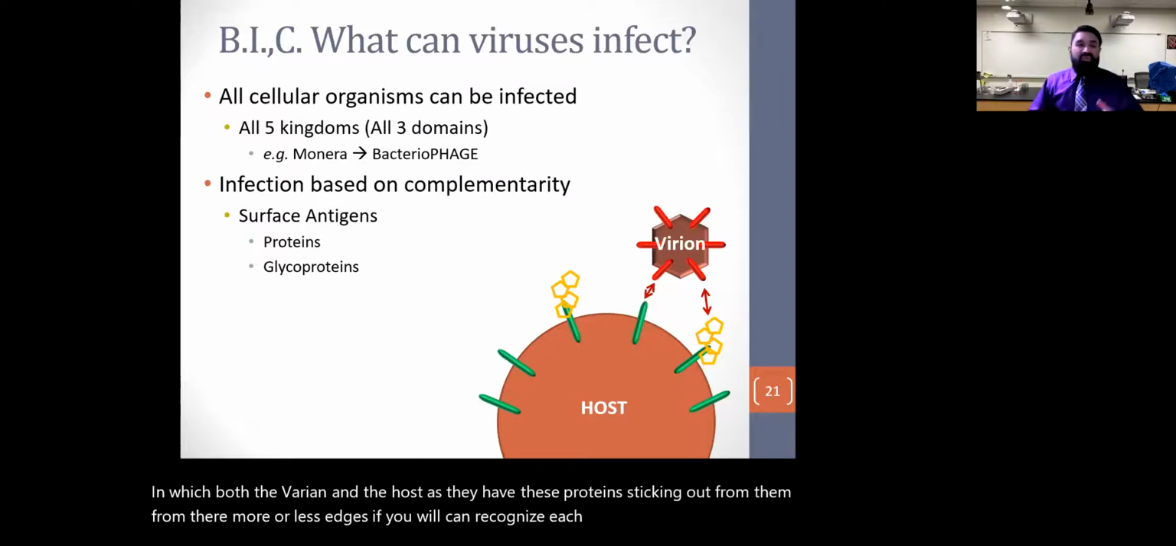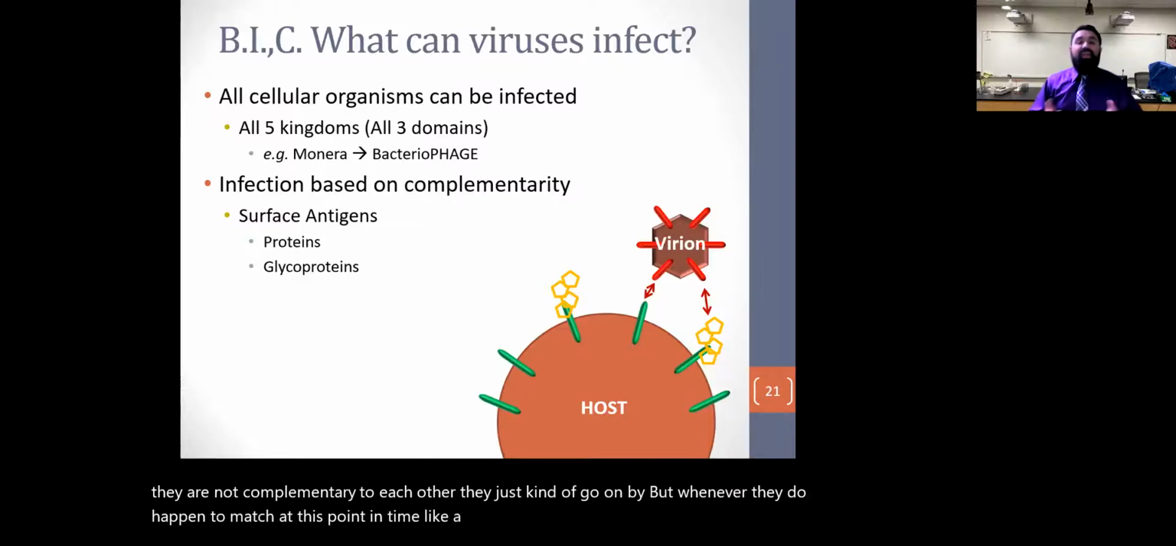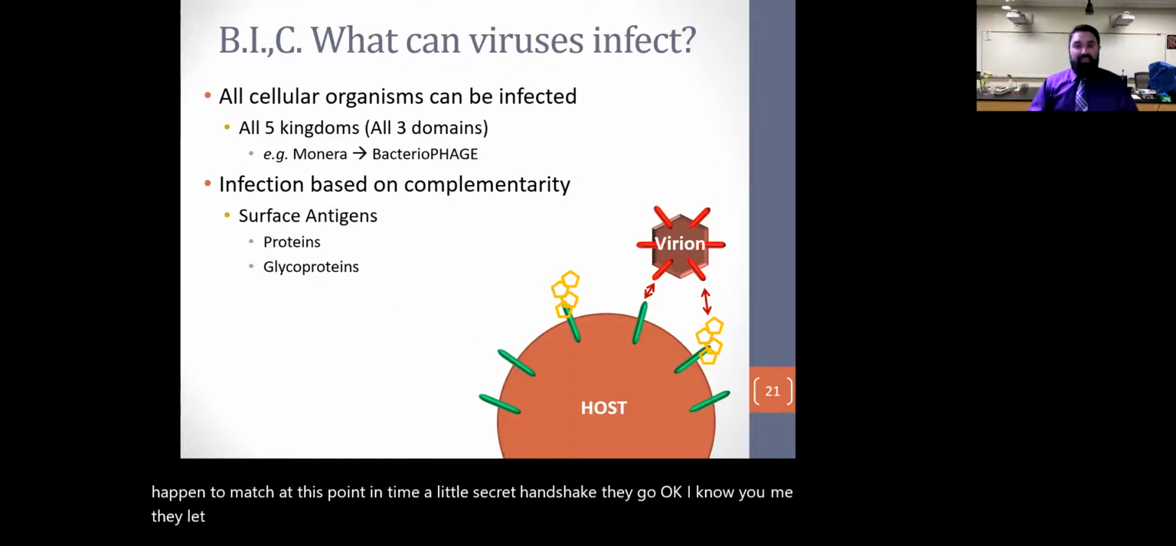And when they're not complementary to each other, they just go on by. But whenever they do happen to match, like a little secret handshake, they go, okay, I know you, you know me. They let one into the body of the other. So what does this mean?